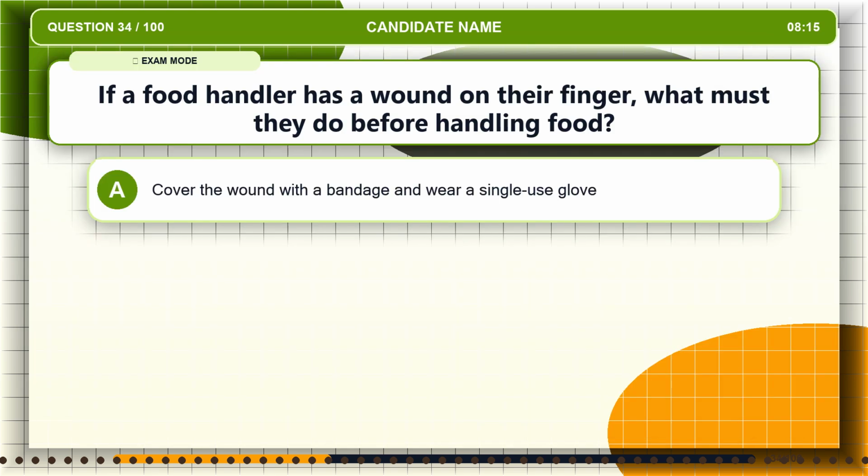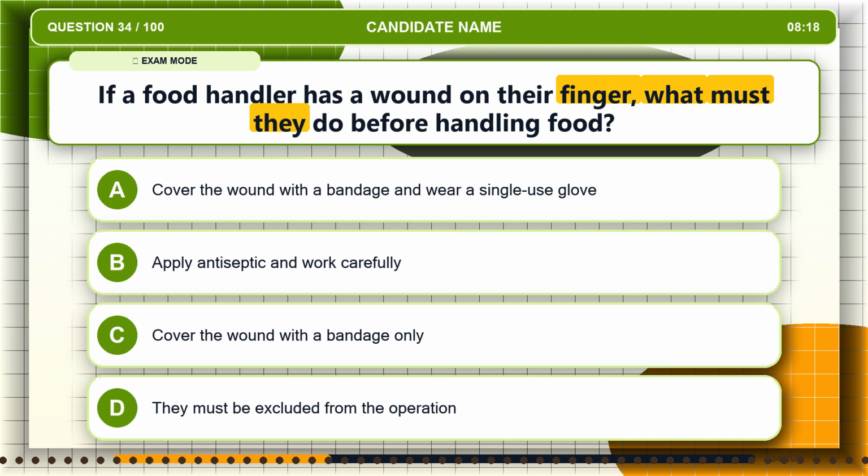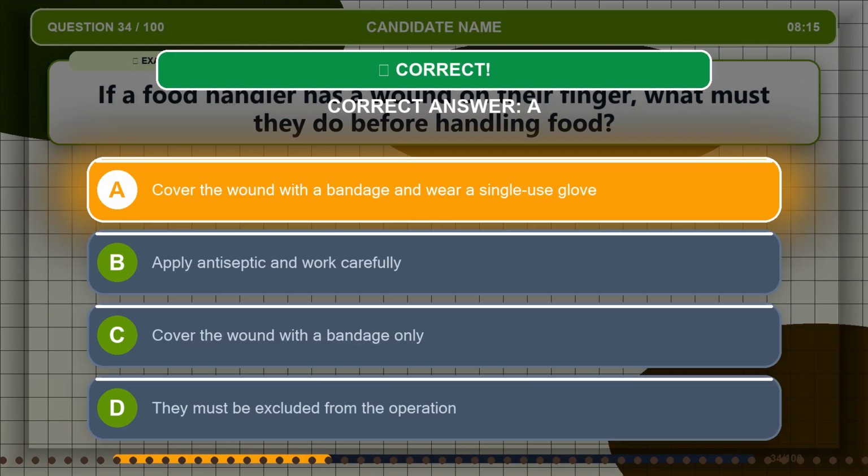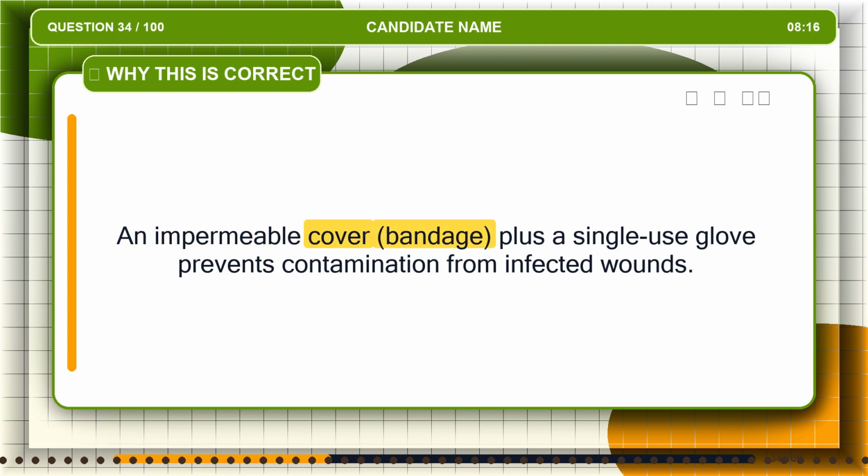Question 34. If a food handler has a wound on their finger, what must they do before handling food? Option A, cover the wound with a bandage and wear a single-use glove. Option B, apply antiseptic and work carefully. Option C, cover the wound with a bandage only. Option D, they must be excluded from the operation. The correct answer is option A, cover the wound with a bandage and wear a single-use glove. An impermeable cover, bandage, plus a single-use glove prevents contamination from infected wounds.